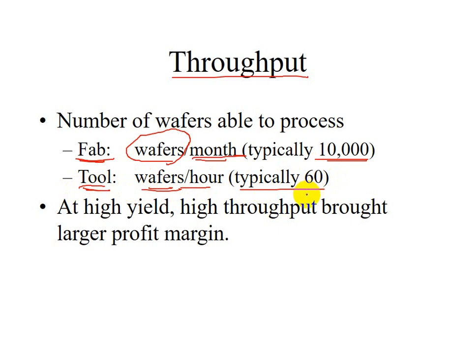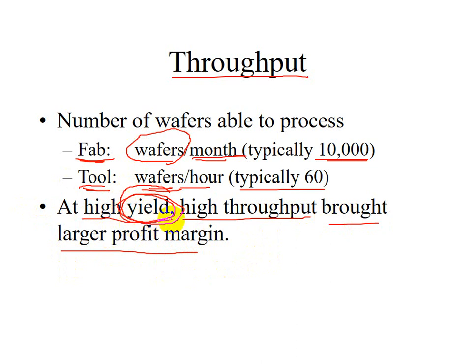If you have high yield for each of the steps and high throughput, that can bring you a large profit margin. The most important thing is the yield.